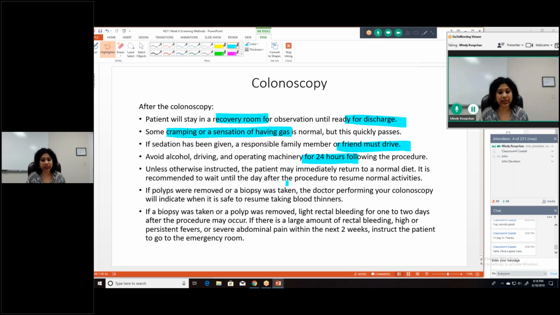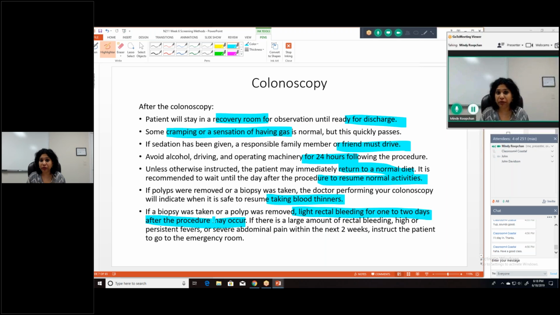Unless the doctor says differently, they can get back on their regular normal diet, but wait about a day or so after to resume normal activities. If they've had polyps taken or a biopsy, the doctor is going to let them know when they should return to their blood thinners, if they were on blood thinners. And if a biopsy was taken or a polyp was removed, let them know they're going to have some light rectal bleeding for about a couple days after the procedure.